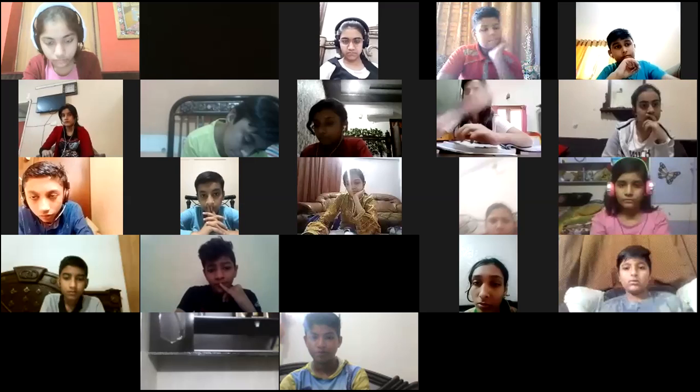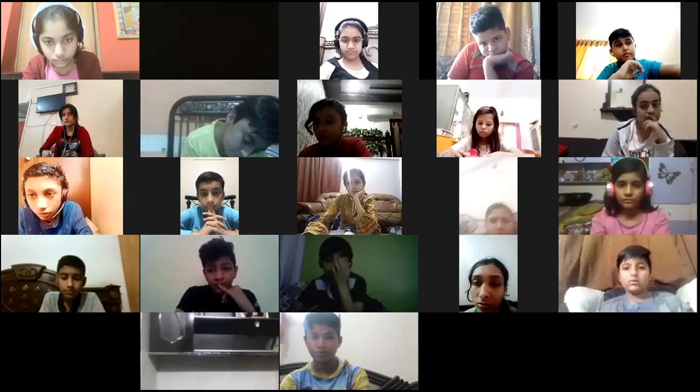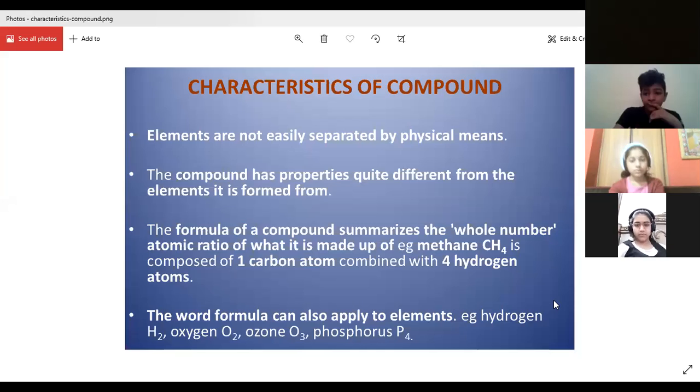Then the last one. Yes, there are some characteristics of compounds. Now, characteristic means different properties of it. Okay? Elements are not easily separated by physical means. When we talk about elements, they cannot be physically separated. Why? Because it is already made of a single atom, so how will you physically separate it? It becomes very difficult. But a compound can be separated that way. The compound has properties quite different from the elements it is formed from.